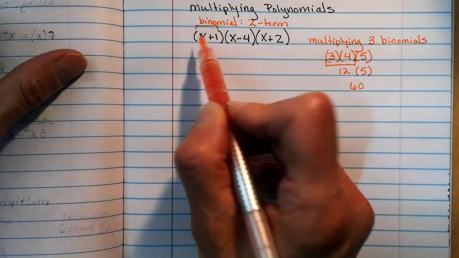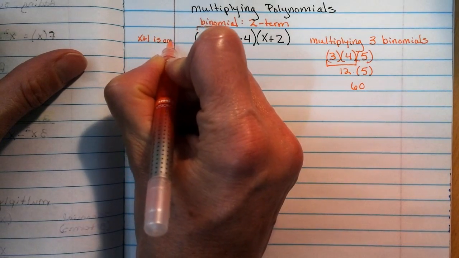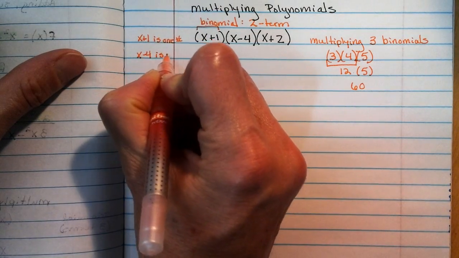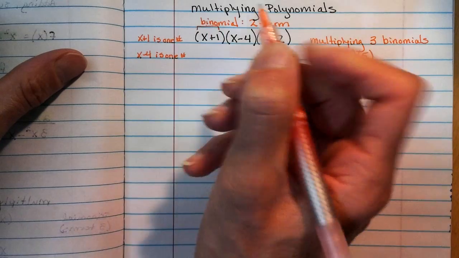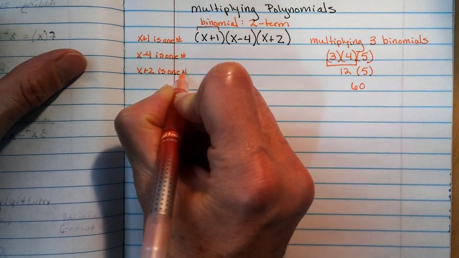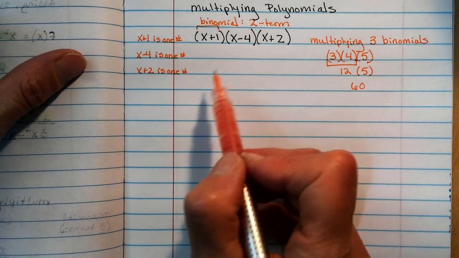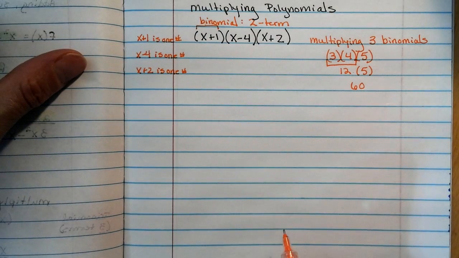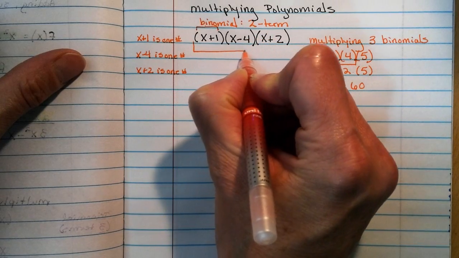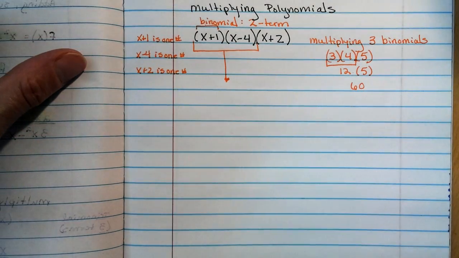So I want you to think of x plus 1 as one number. X minus 4 is also one number. And x plus 2 is also one number. I just don't know what the number is because I don't know what x is. That's okay. We're not solving for x. We're going to keep this as an expression. So I can only do 2 numbers at a time. So I'm going to take these 2 and I'm going to multiply them out.